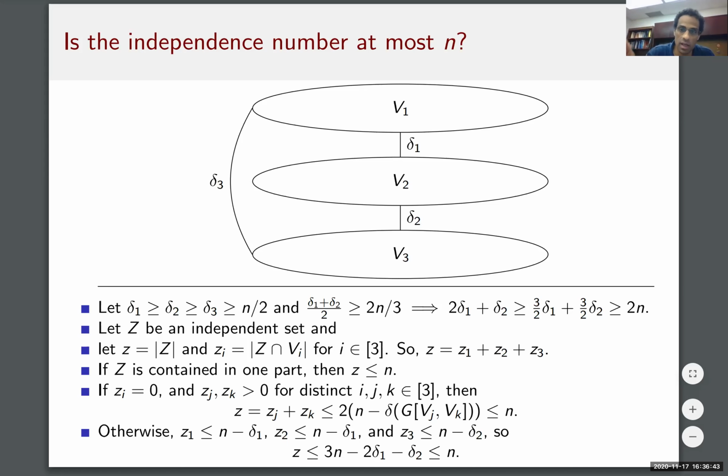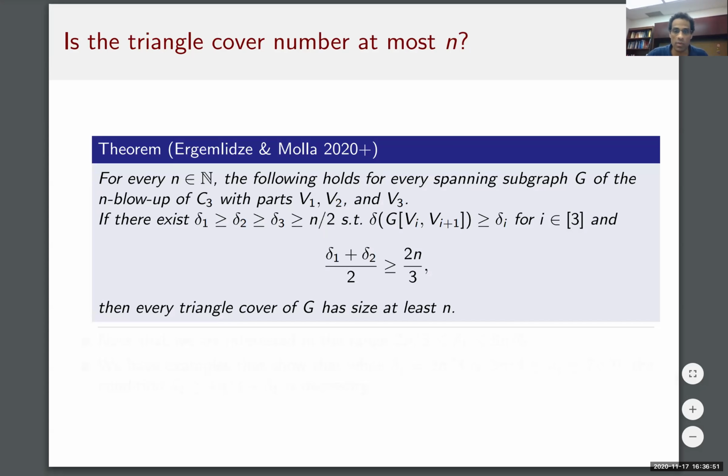So that's a simple argument to show that you can't have a super large independent set in this setting. And then for the triangle cover, it was actually not easy to prove at all, for us anyway, that every triangle cover has size at least n. Sorry, I'm getting tired now. So every triangle cover has size at least n in this setting. So here's the setting we're in, and every triangle cover needs to have size bigger than or equal to n.